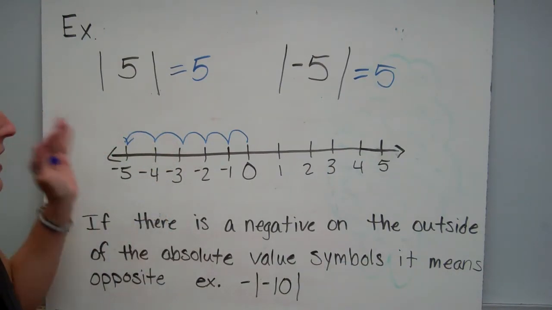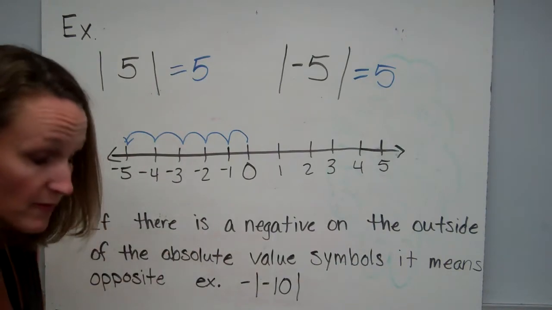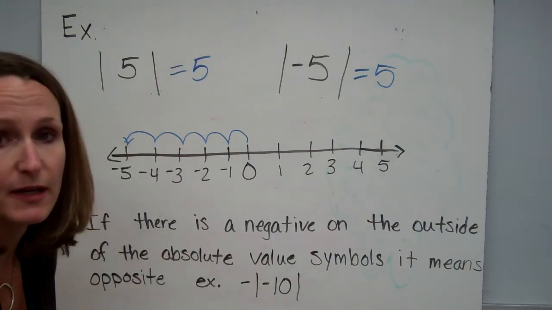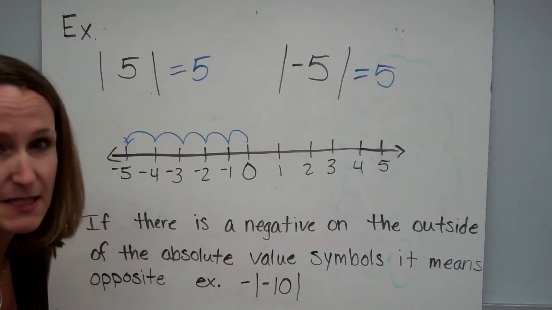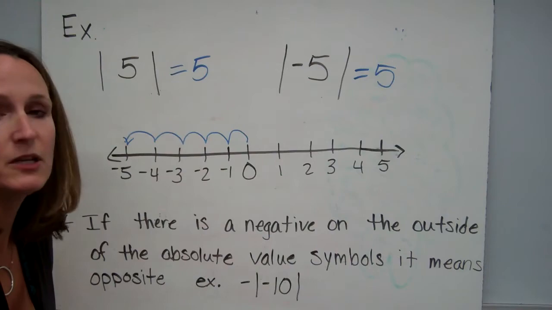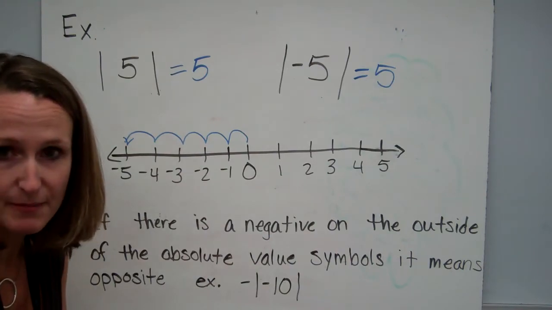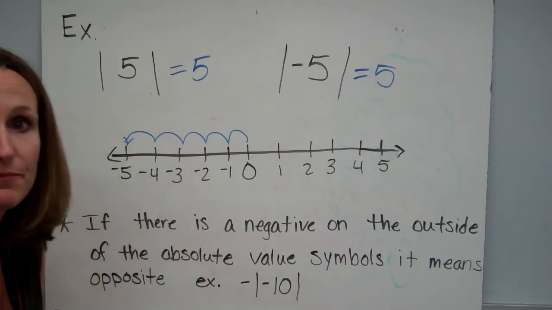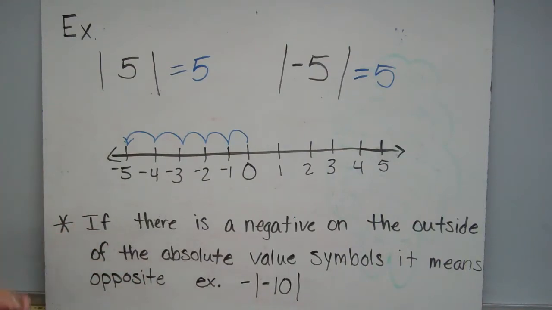So as I said, absolute value, whether the number is positive or negative, your answer is going to be positive. That's the key to absolute value. Positive answer. Now, when can you see an absolute value symbol and you not get a positive answer? When it looks like this.